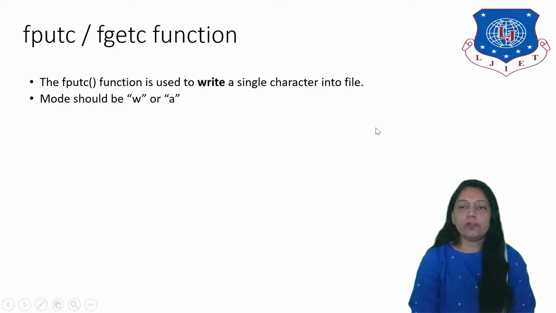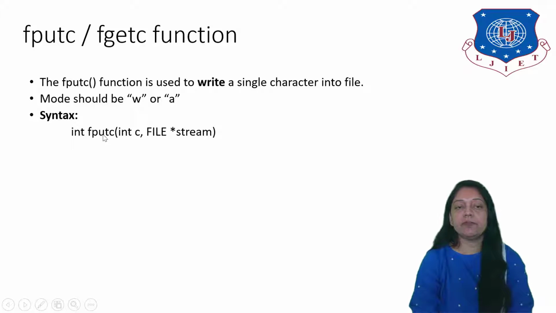function. For using the fputc function, when you open the file, the mode should be either W or A. W is for writing inside a file and A is for appending in a file. The syntax of fputc is fputc bracket. We are going to give two arguments here. One is integer c, meaning the character which we are going to write inside the file. The data type is integer because the ASCII value is taken into consideration in case of the fputc function. And the second argument should be the file pointer. This file pointer specifies which file we are going to use, and the first argument specifies which character we are going to write in this particular file.